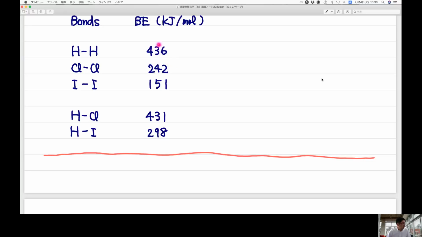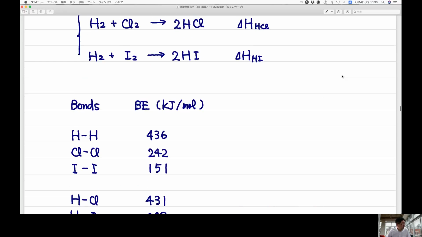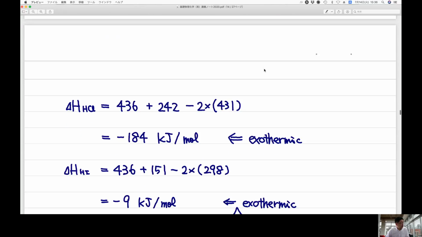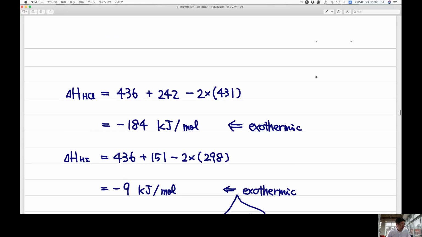So this one, and minus, actually, you can get two molecules of HCl. So 2 times this one minus, okay? Then you can get this value: minus 184 kilojoules per mole. That means the reaction is an exothermic reaction. The reaction might proceed, and you can obtain HCl from hydrogen and chlorine.